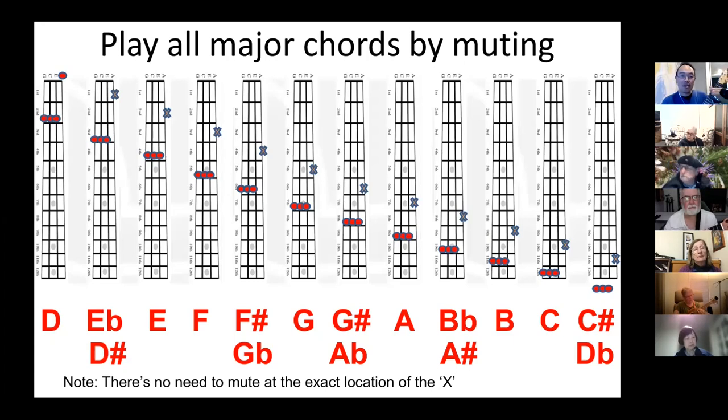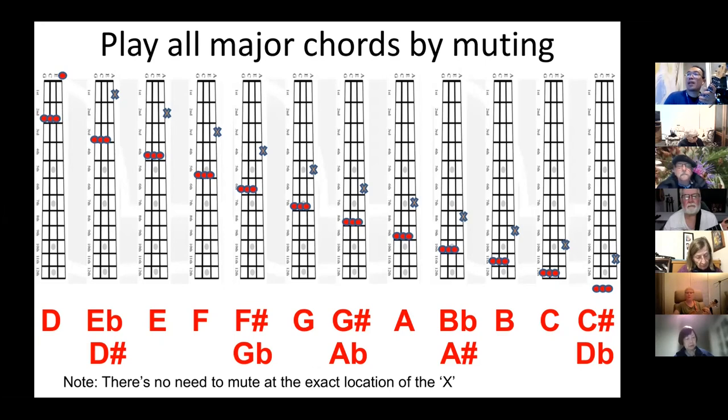So all you have to do is to slide it up and down. And you're using the fleshy part of your palm here to mute the A string. And you don't have to mute exactly where I put it. You just have to make sure that your palm is touching the A string anywhere. That's what I mean. There's no need to mute at the exact location of the X. So now you can play all major chords by simply muting one string.